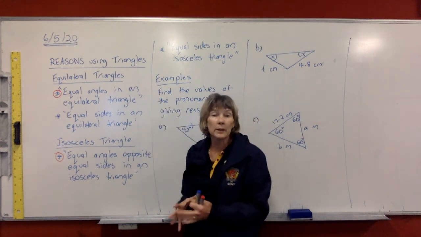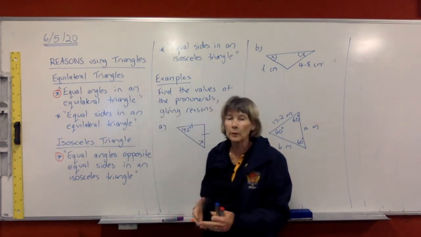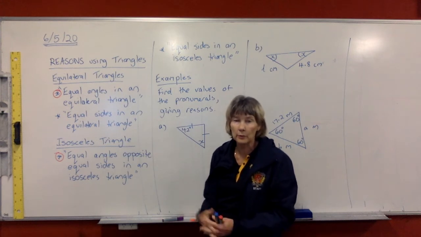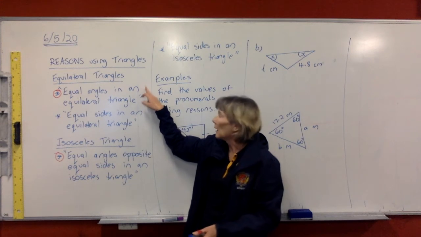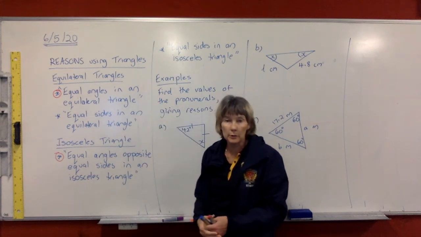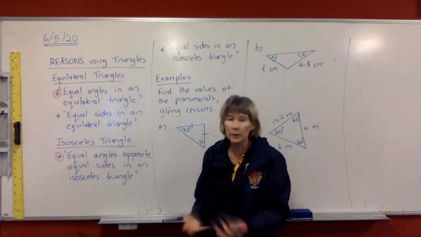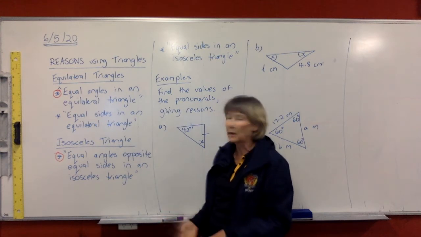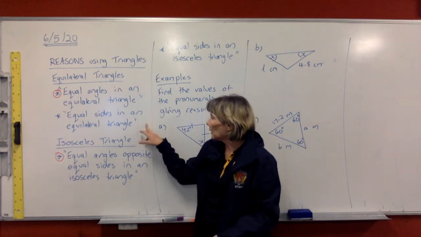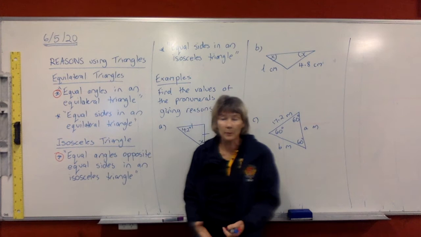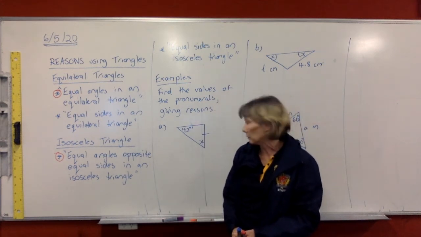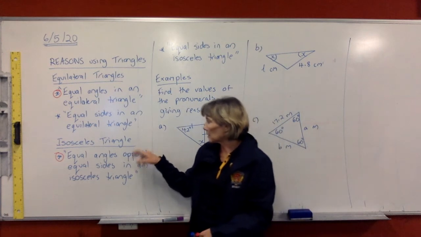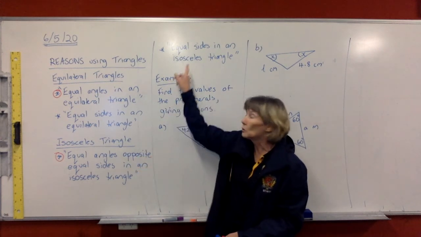If you're dealing with an equilateral triangle, we already know a lot about equilateral triangles from the work we've just done, but this is how you write your reason. Equal angles in an equilateral triangle. We already know that that happens, but that's how you write the reason. The other reason that you might be using if you happen to be dealing with sides is equal sides in an equilateral triangle.